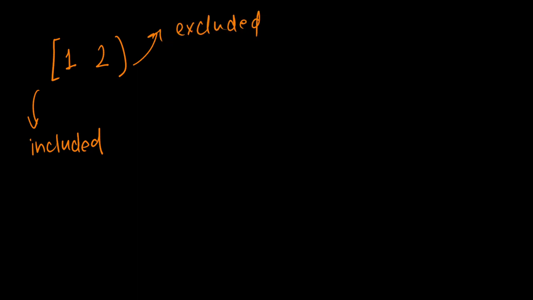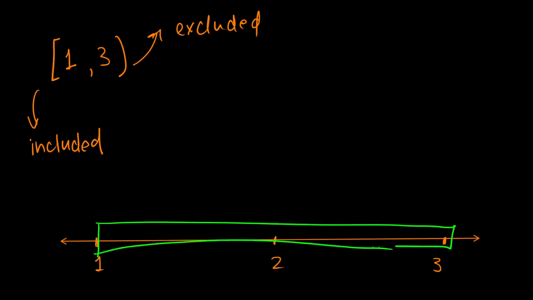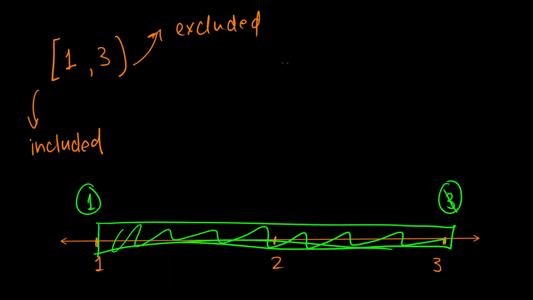Suppose, let me give you an example. If I had [1, 3), then every number between 1 and 3 will be in the set, including 1 but not exactly 3. You will have 1, 1.01, everything, including 2.99999999. It's a very large set, but you will not have 3. This is the roster representation of the set.